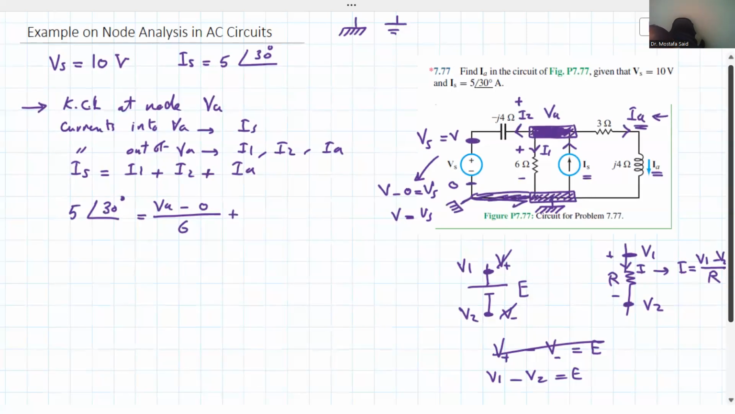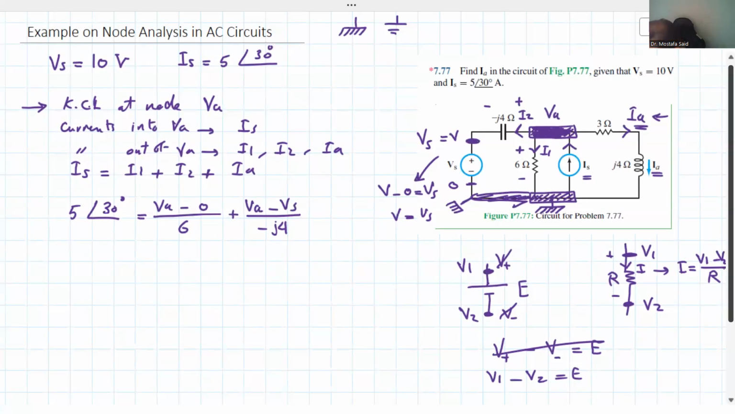Good. So I2 is flowing in that way. That means this is the positive and that's the negative. So I2 equals VA, which is the node the current is going from, minus V, which is VS, the node the current is going to, the negative one, over the resistance or the reactance value. The reactance value here is minus J4. Keep it like that. Don't touch it.